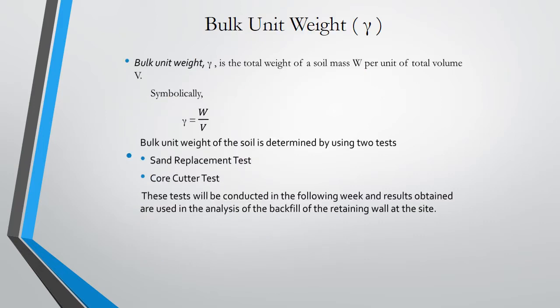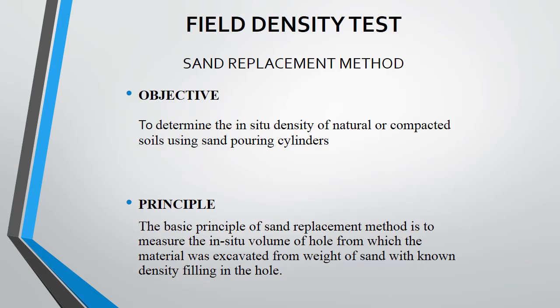Now the next is bulk unit weight. Bulk unit weight is defined as the weight of the soil mass per unit volume V. This can be evaluated by using two tests, the sand replacement test and the core cutter test, and we have conducted the sand replacement test. Field density test by sand replacement method.